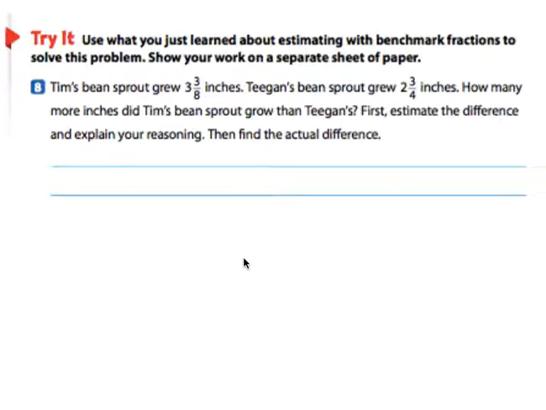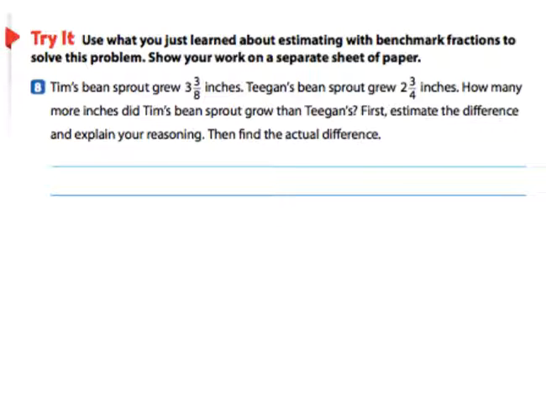Tim's bean sprouts grew 3 3/8 inches. Tegan's bean sprout grew 2 3/4 inches. How many more inches did Tim's bean sprout grow than Tegan's? First, estimate the difference and explain your reasoning. Then find the actual difference. So we have a long, simple problem.